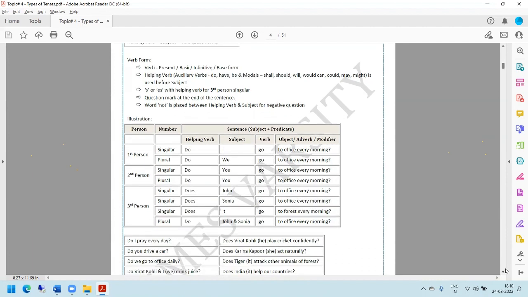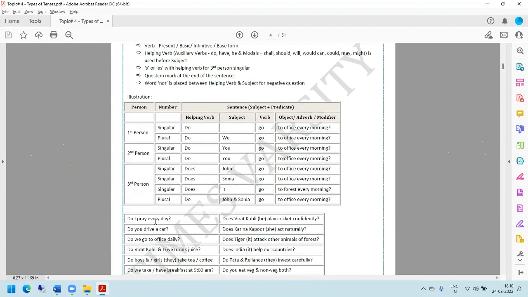And if we look at some examples, in the affirmative sentence it was, I pray every day. And in the negative, I do not pray every day. But here in a simple question, do I pray every day?